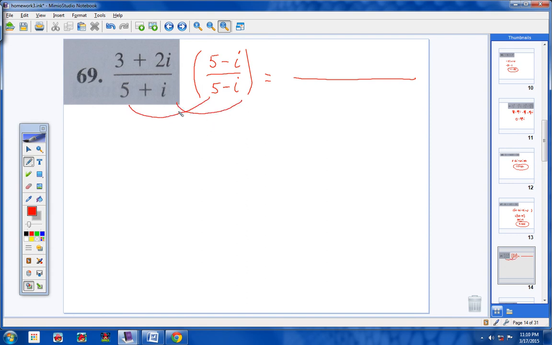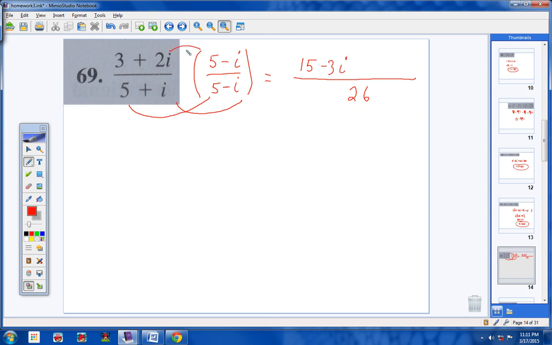Now that shortcut only works when you're multiplying conjugates. 5 times 5 is 25. Positive i times negative i is negative i squared. Of course, i squared is a negative 1, and a negative times a negative 1 is a positive 1, which would then give you 26. Alright, so 26. Now for the numerator, take your 3 and multiply it through the other parentheses. 3 times 5, 15. 3 times negative i, negative 3i.